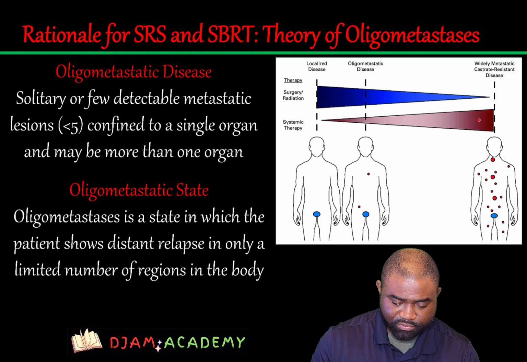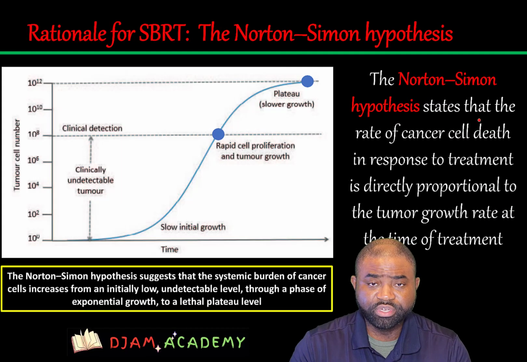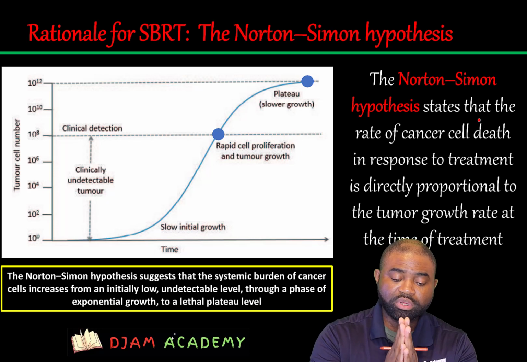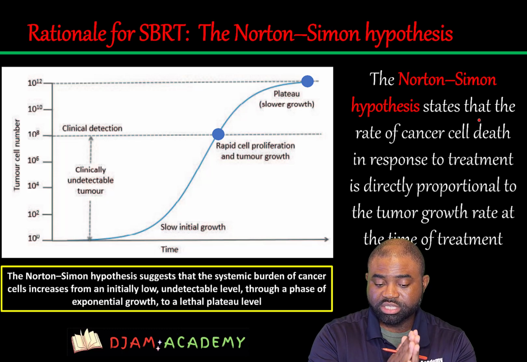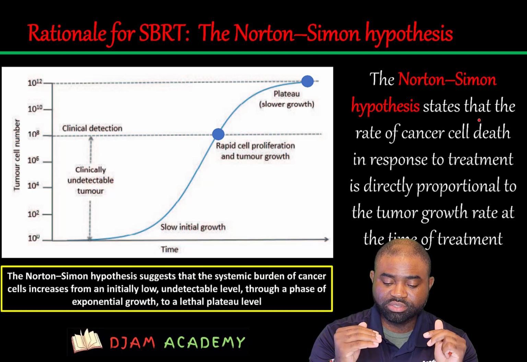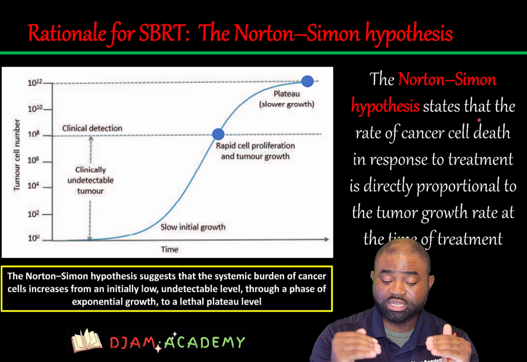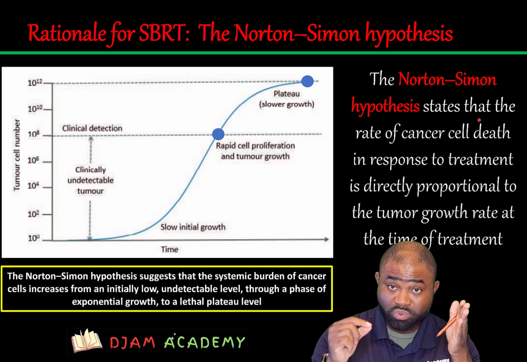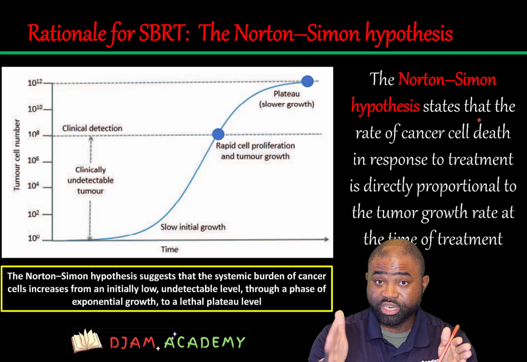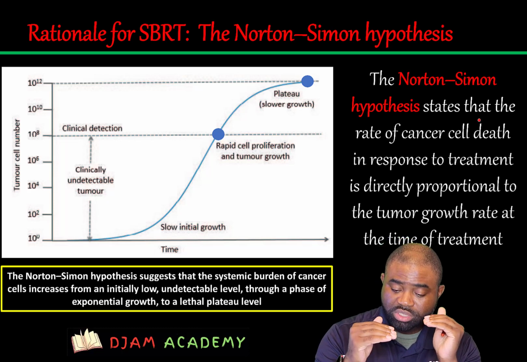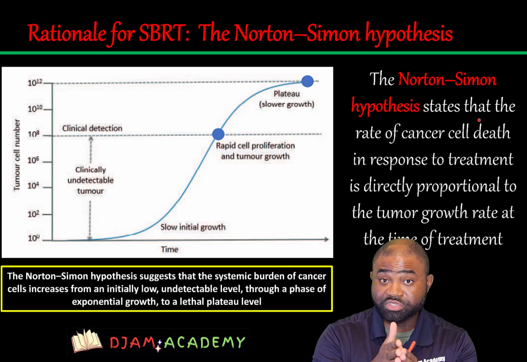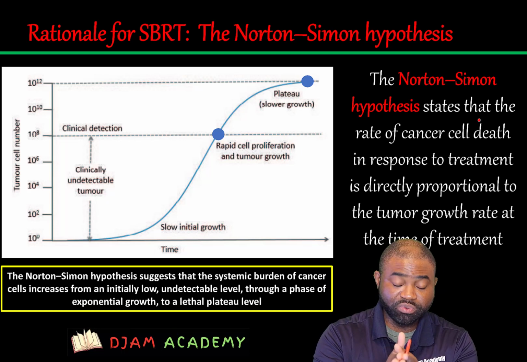The next rationale offered in TG101 is what we call the Norton-Simon hypothesis. Now, this hypothesis essentially states that the rate of growth of cancer cells, or the rate of cancer cell death in response to treatment, whether chemotherapy or radiation therapy, is directly proportional to the rate of tumor growth at the time of treatment.